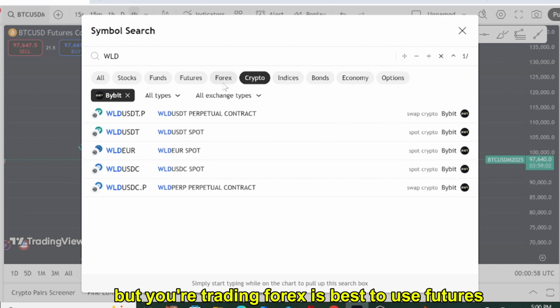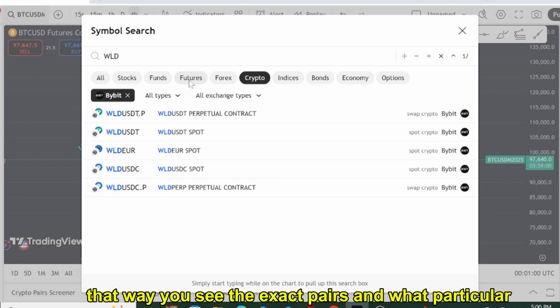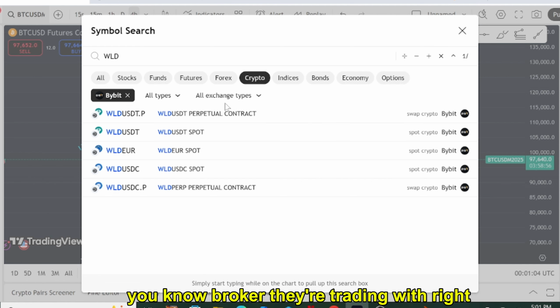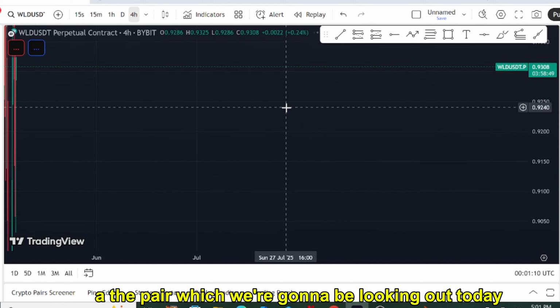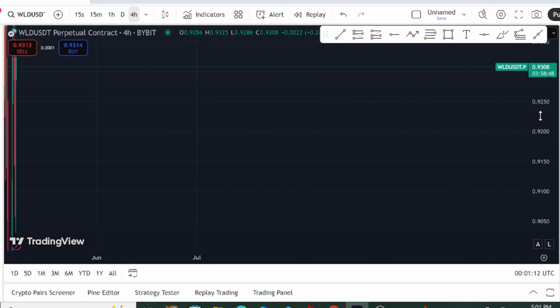But if you're trading forex, it's best to use futures. That way, you see the exact pairs and what particular broker they are trading with, right? So I'm going to use Wild. So this is a pair which we're going to be looking out for today.